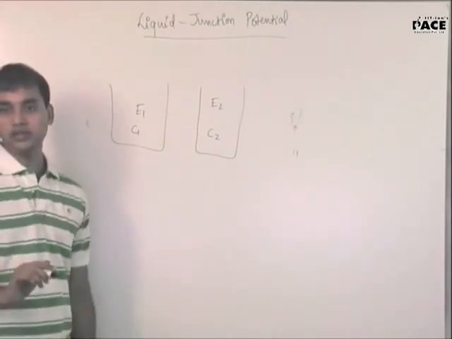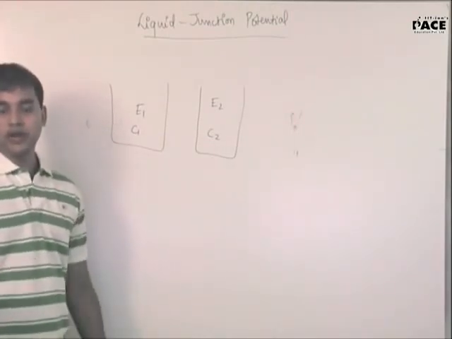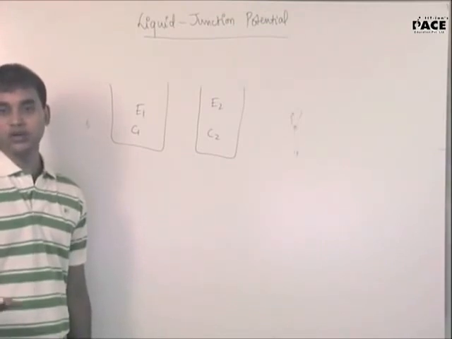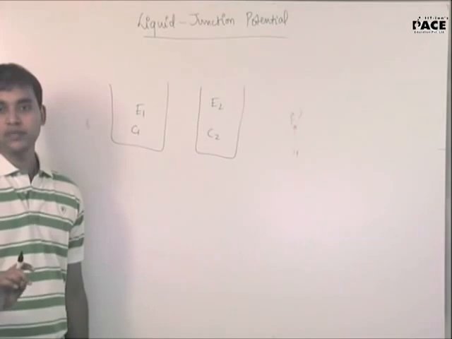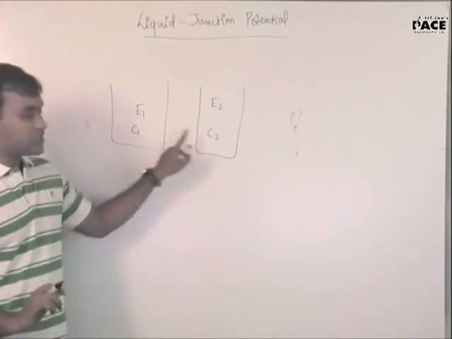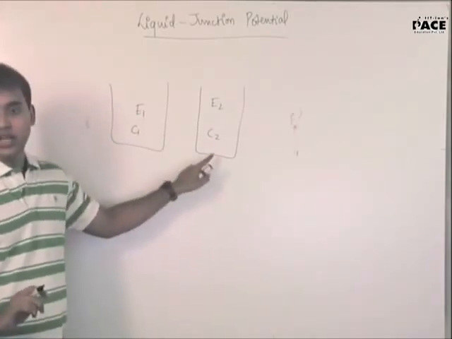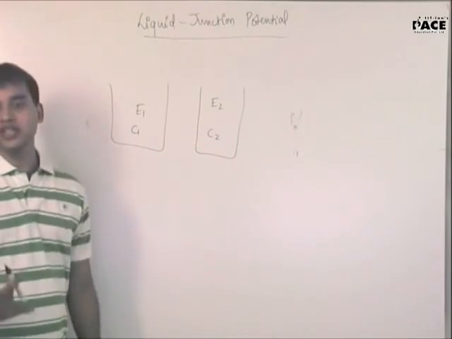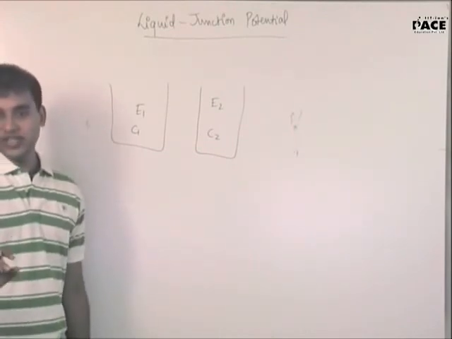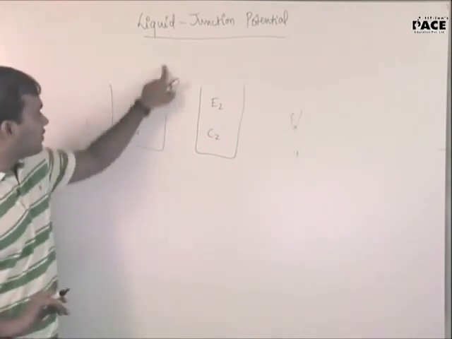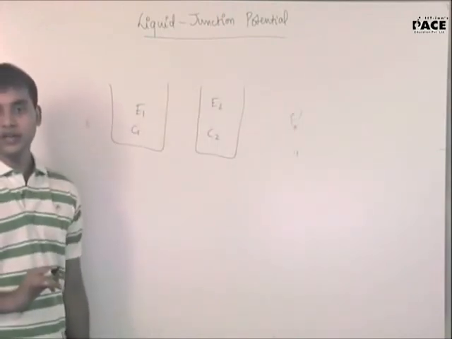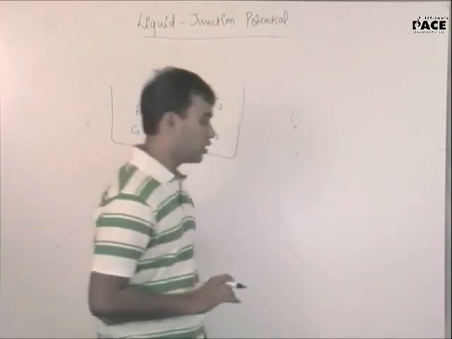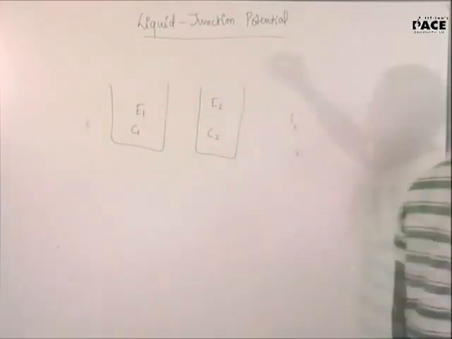And this is due to mostly diffusion. You know what is diffusion? If you have a difference of concentration, then there is a flow from higher concentration to lower concentration. Right? So, if there is a difference in concentration, you will have something known as junction potential. And why is it known as liquid junction potential? Because it is between the liquids, the surface of the liquids. Clear? So just write down what is junction potential.